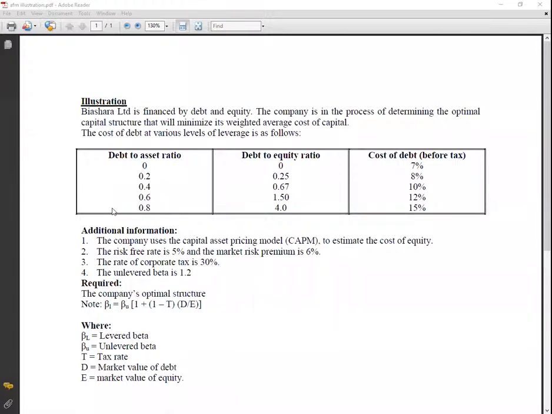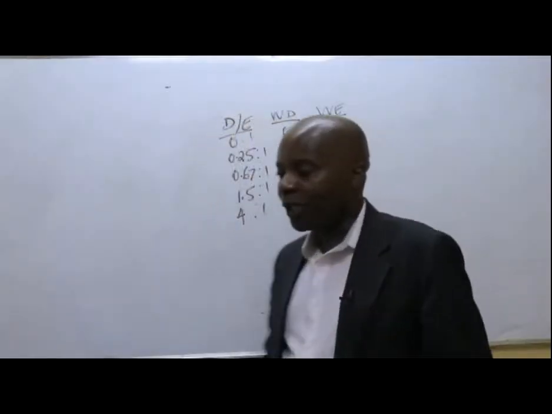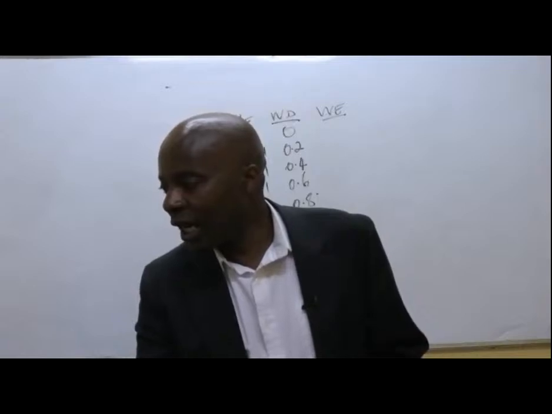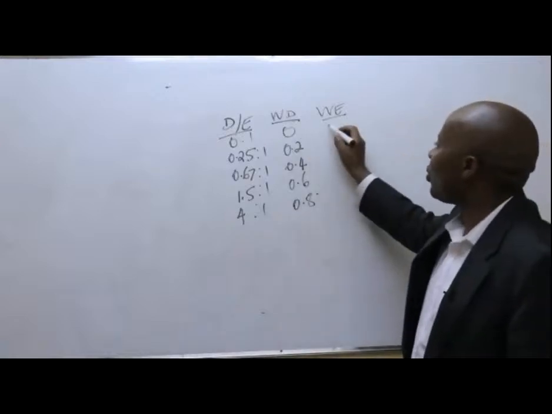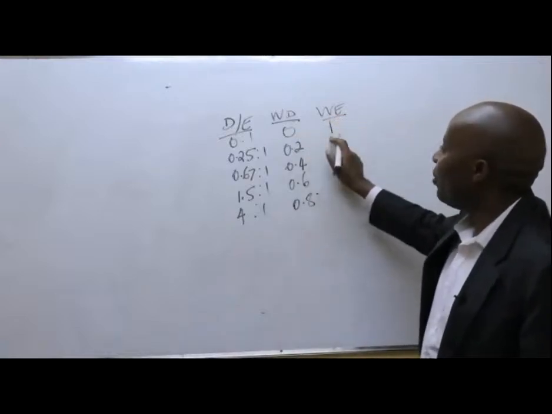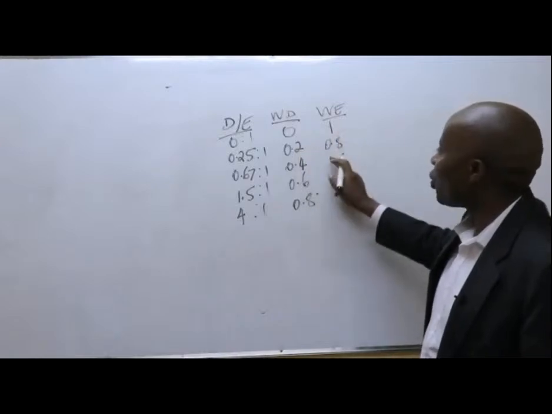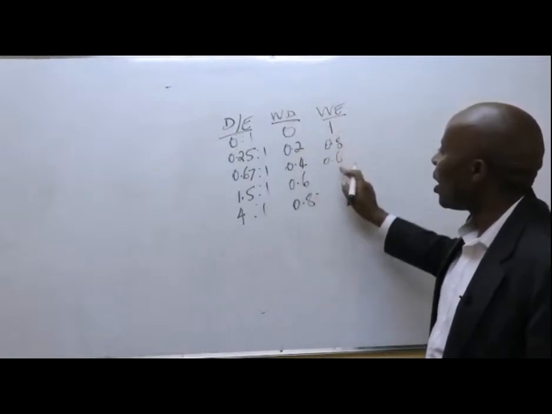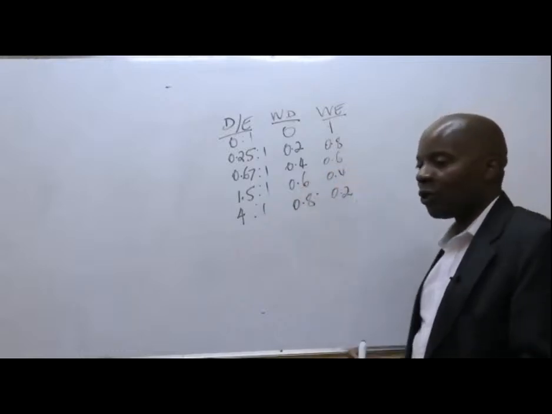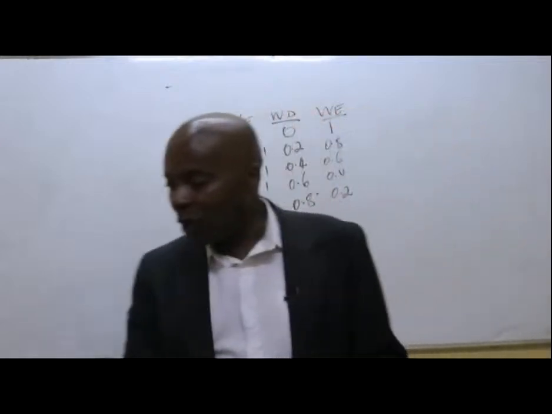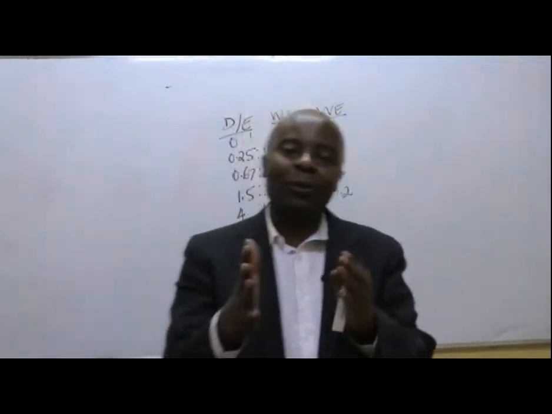Once I have the weight of debt, then the weight of equity: we know that weight of debt plus weight of equity must always add up to 1. So this weight of equity will be 1 minus 0, which is 1. This will be 1 minus 0.2, which is 0.8. This will be 1 minus 0.4, which is 0.6. 1 minus 0.6 gives me 0.4. 1 minus 0.8 gives me 0.2. Ladies and gentlemen, what do we know about optimal capital structure?